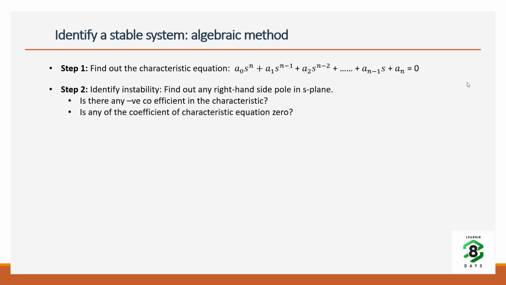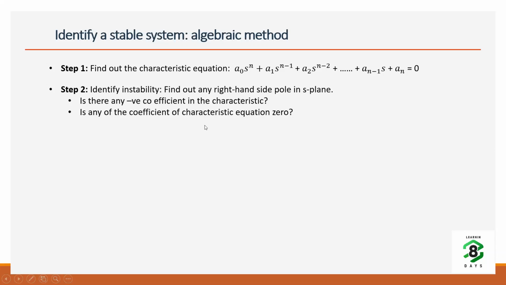Any coefficient with a negative part: you can make A0 always positive by multiplying the entire equation by -1. So if A0 is -1 and all the others are 1, you can multiply the equation by -1 and make it positive. Now, leaving A0, is there any other component which is negative? If you have at least one negative component, you can be sure about the instability of the system. Step 1.